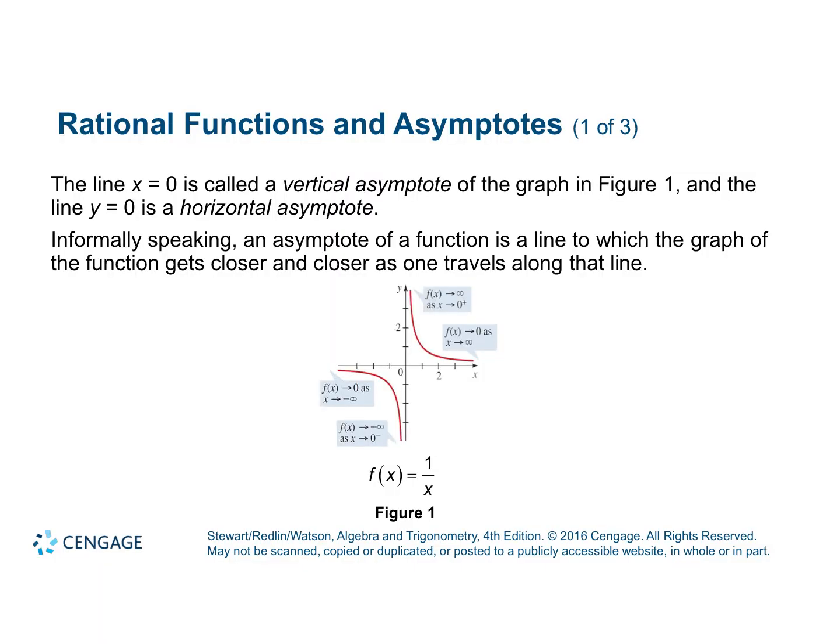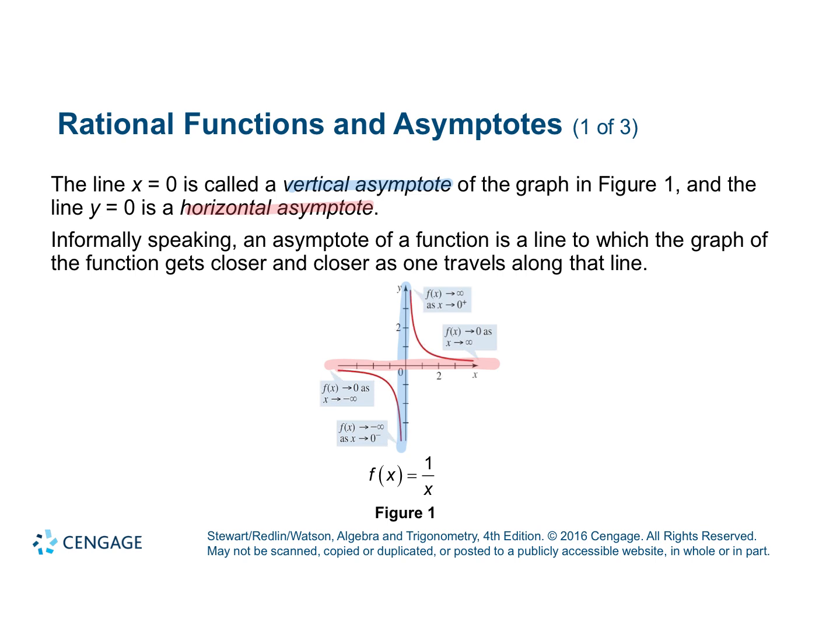So we have the rational functions and asymptotes. The line x is equal to 0 is called a vertical asymptote. That is, at this moment, this line right here of the graph in figure 1, and y is equal to 0 is known as the horizontal asymptote, which is this line right here. Now, an asymptote, in other words, is a line that the graph is going to get really, really close to, but it's never going to touch.